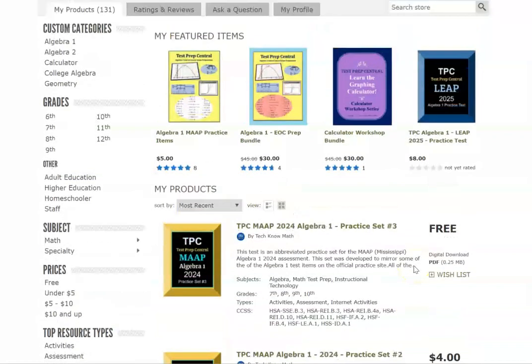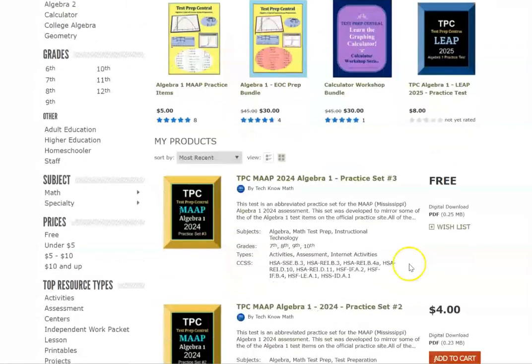The items in this practice set 3 are exactly like the practice items I just did with you. They're not the same items. They're the same types of items so that you can practice the skills that I've just showed you.